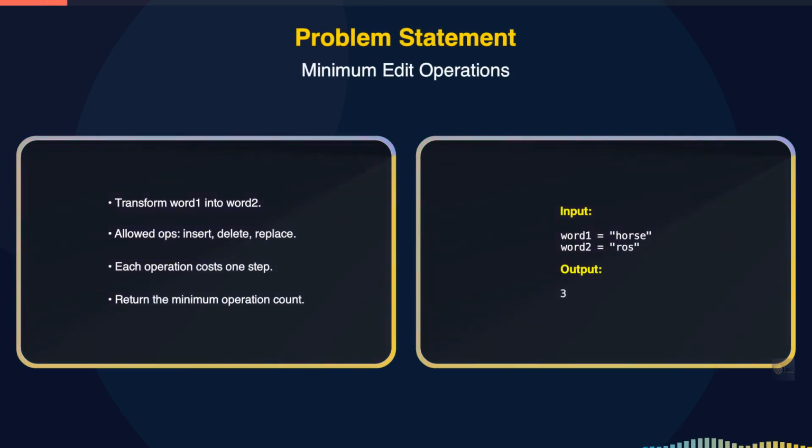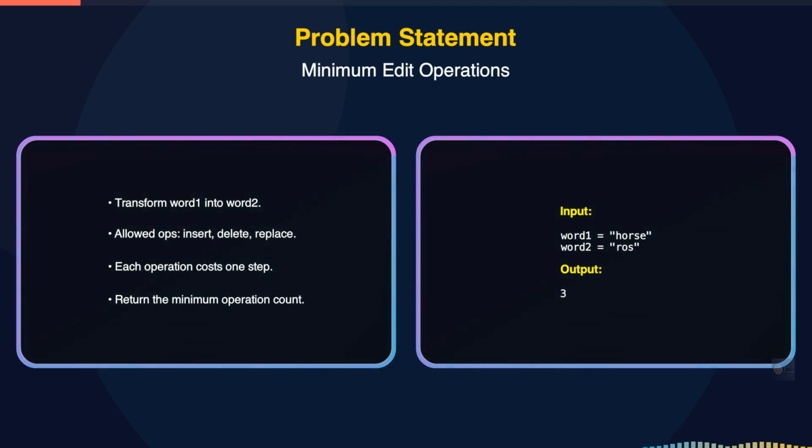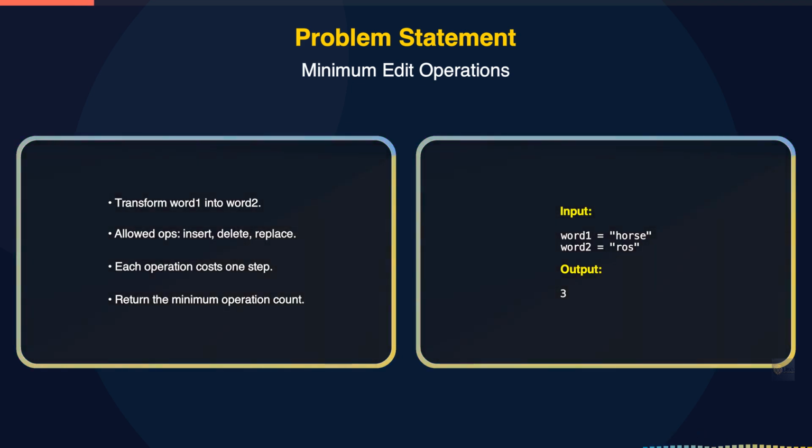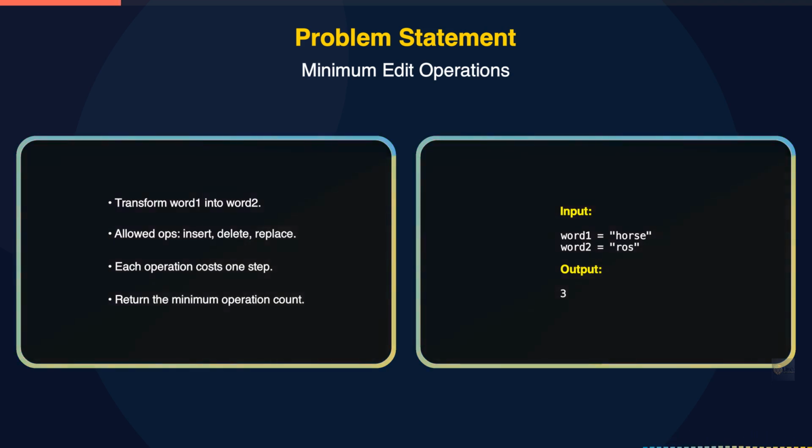You receive two strings, word1 and word2. Return the minimum number of single-character operations to transform word1 into word2. The allowed operations are insert a character, delete a character, or replace a character. Constraints allow strings up to 500 characters, all lowercase letters.